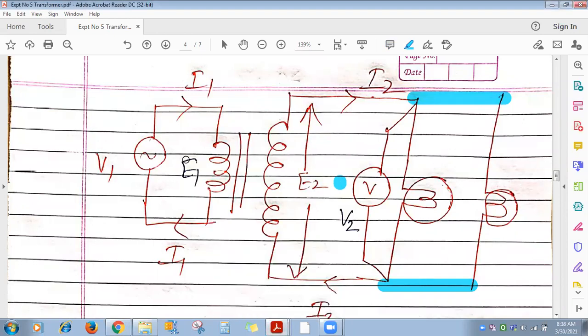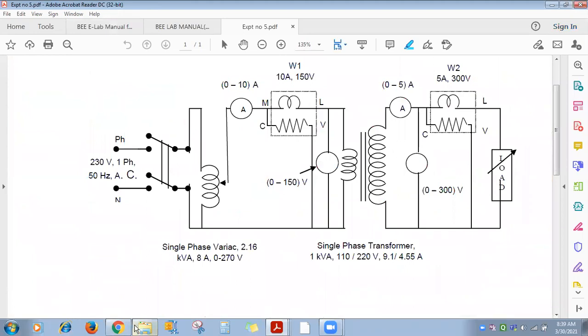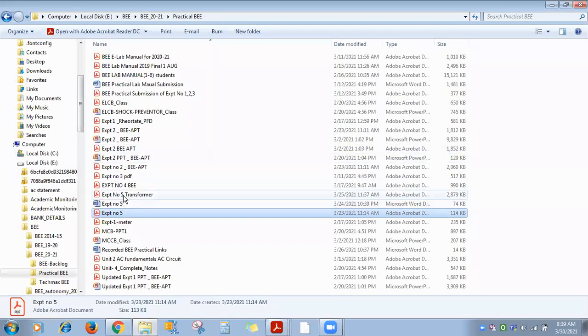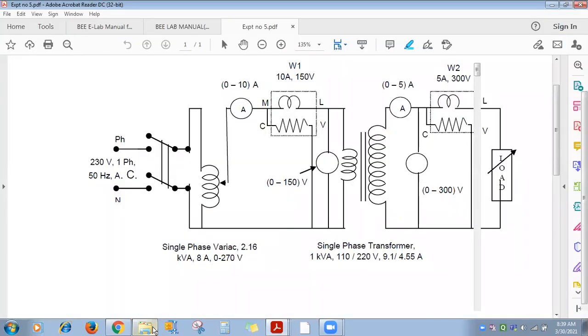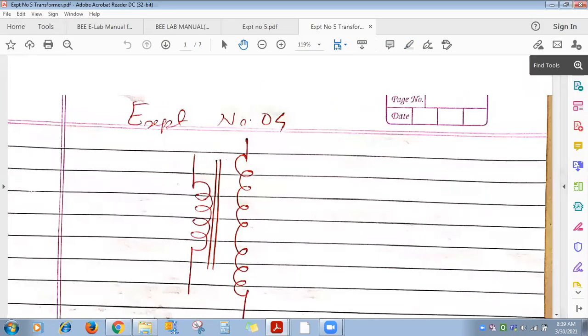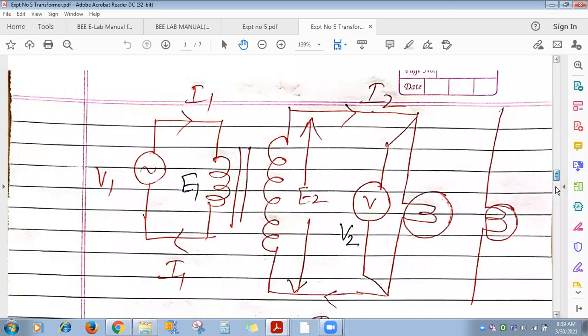And here if you observe, voltages are constant. V1 is constant, E1 is constant, and E2 is constant. All voltages are constant. Increased load requires increased power. So how will the transformer supply increased power to increased load? It will take more and more current, isn't it?